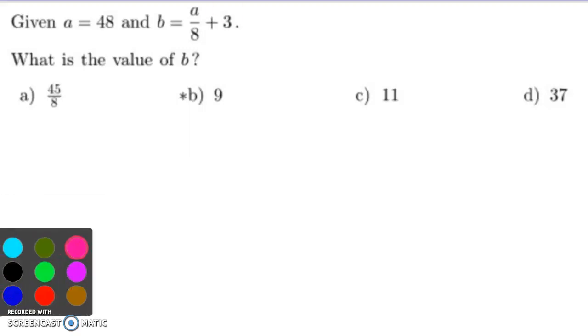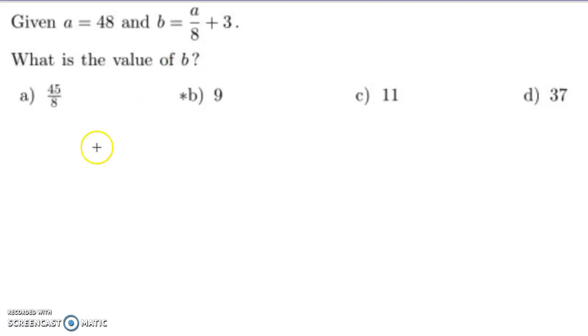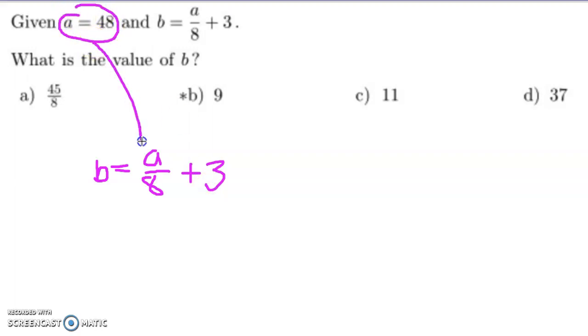All right, first thing we have to do is this. We're going to take a look at our formula down here. I'm going to write the equation B equals A divided by 8 plus 3. Now we know what the value of A is because it tells us right up here in the problem that A is equal to 48. So now when I rewrite this equation right underneath, I'm going to go ahead and replace A with 48 because that is what A is. So I now have 48 divided by 8 plus 3.